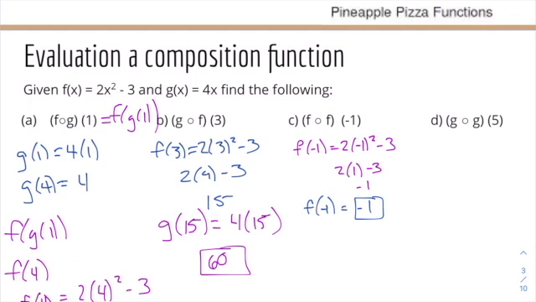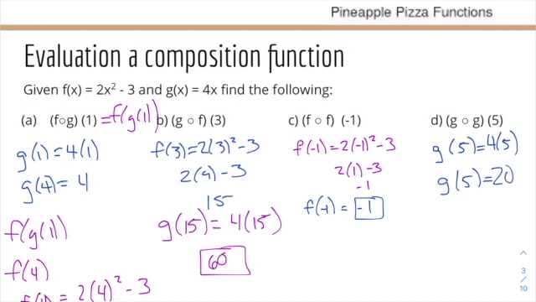Once I figured out what f of negative 1 was, I plugged that y value back in as a new input into that function f and went from there. G of 5 means I need to figure out what g of 5 is. So that's 4 times 5, which is 20. So g of 5 is 20.